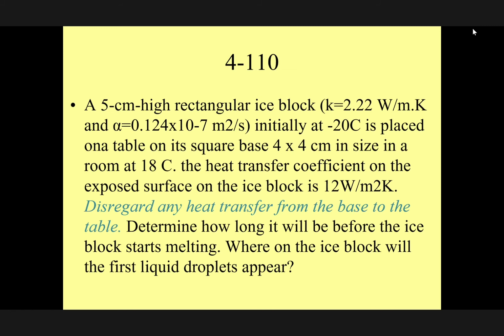But then I'm not sure what to compare it to after. You can calculate the Biot number, which is equal to hL over k. As you calculate, h is 12 times L, which is 5 centimeters, divided by k, which is 2.22. 12 times 0.05 is 0.6, divided by this, and I believe it's more than 0.1.